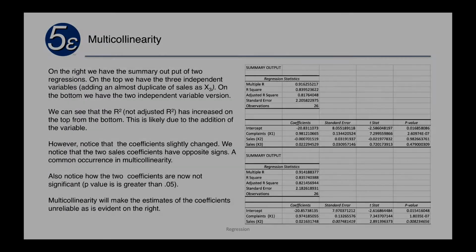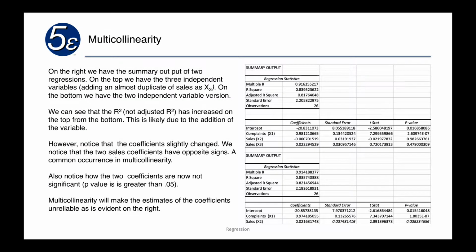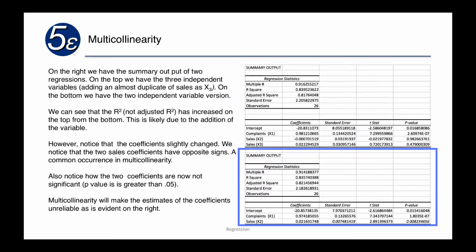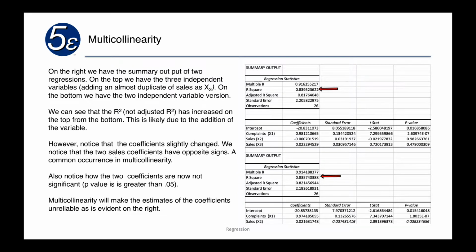On the right, we have a summary output of two regression equations. On the top, we have three independent variables, adding an almost duplicate of sales as x3. On the bottom, we have the two independent variable version. We can see that the r squared, not the adjusted r squared, has increased on the top from the bottom. So the top has 0.916 for the multiple r and 0.839 for the r squared. And you'll see that the multiple r at the bottom is 0.914 and 0.835. So the three variable model has a higher value for the r squared and multiple r.